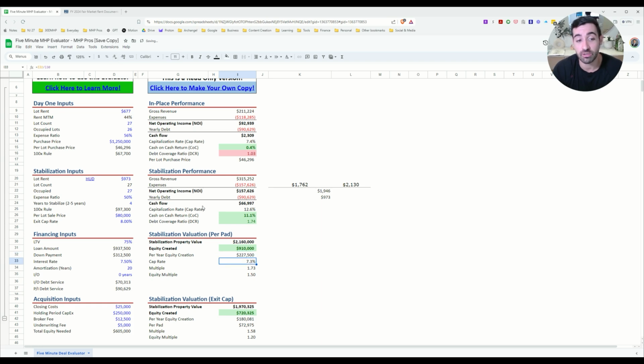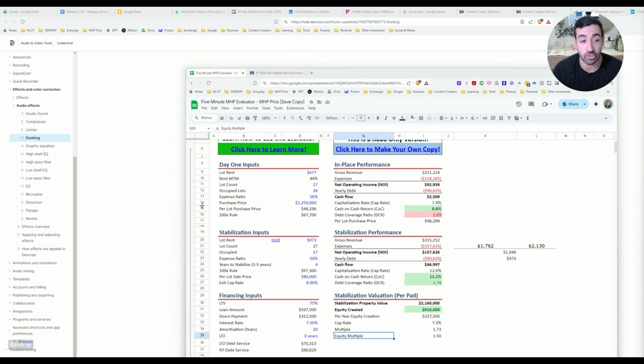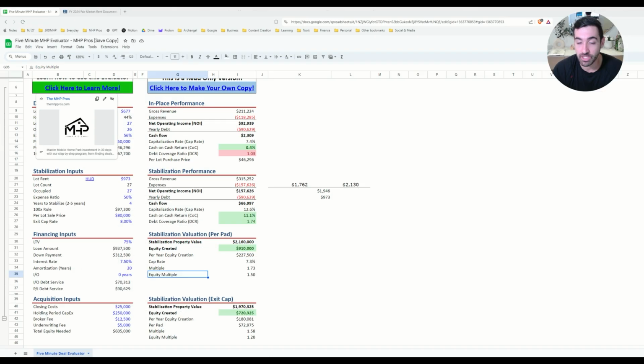Our cap rate here is 7.3%, which is right around where we purchased it. So, that's not a bad assumption. Our multiple is 1.73, nearing 2 in 4 years. That's pretty good. Our equity multiple is 1.5. Again, I'm going to ignore the exit cap valuation here, and we'll talk more about that within the course.